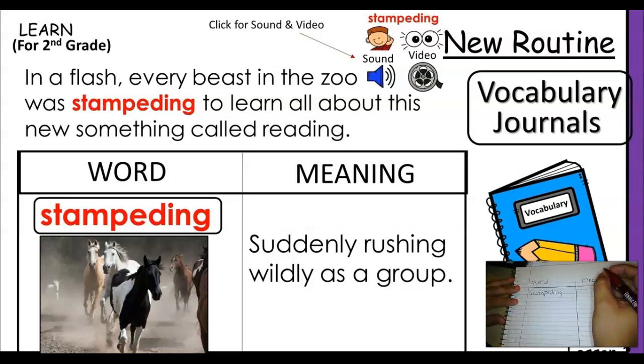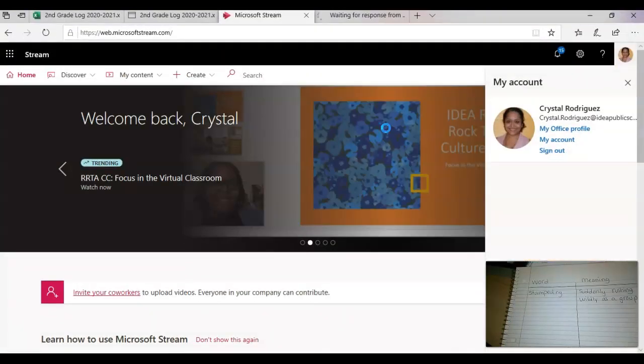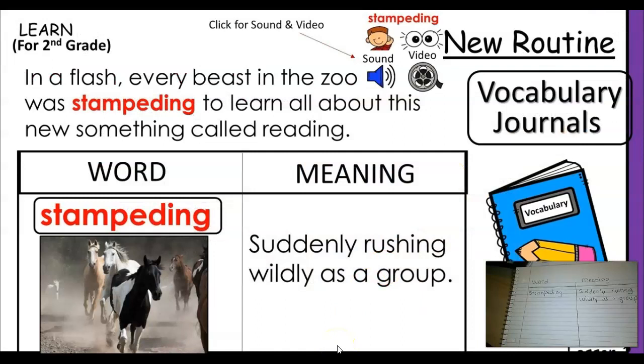What it means is suddenly rushing wildly as a group. You're going to write it in. Suddenly rushing wildly as a group. That's our first word that we're writing in our vocabulary journal. So here it is as a sentence. In a flash, every beast in the zoo was stampeding to learn all about this new something called reading. Uh-oh. You can press pause and write it down, and when you're all set, you can press play again to continue with the lesson.